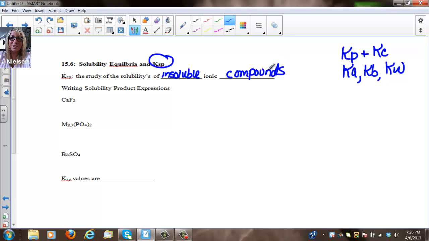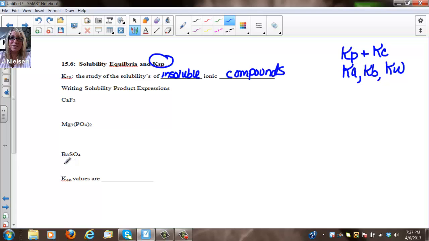So when we say something is insoluble, meaning it forms a precipitate, everything is slightly soluble, but it is so minuscule that we say that it is not soluble or it forms a precipitate. Well, in this section, you're actually going to calculate how soluble that insoluble compound is.